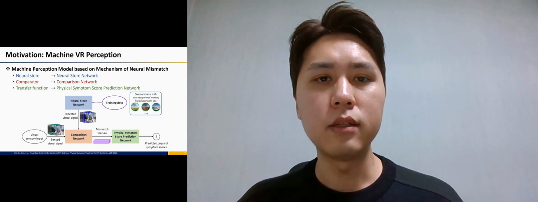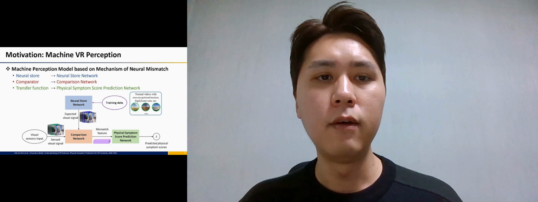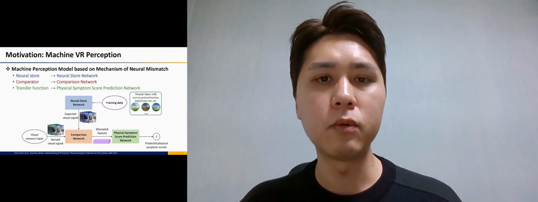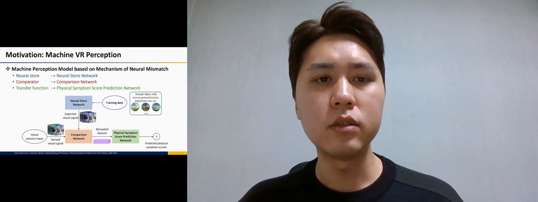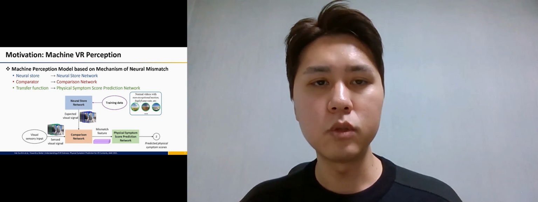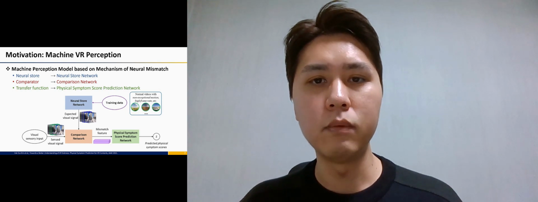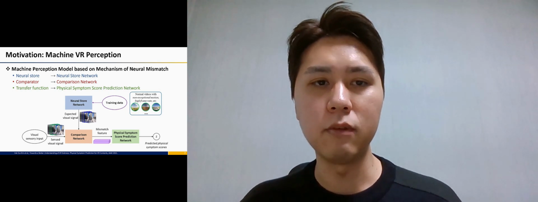Based on this mechanism, neural mismatch, we built a novel motion perception model for predicting the physical symptom level of VR sickness. It consists of a neural store network, a comparison network, and a physical symptom score prediction network, which correspond to each component of the neural mismatch mechanism respectively.